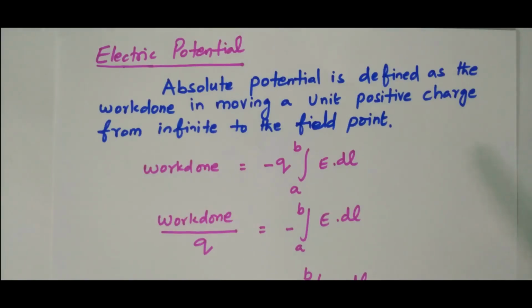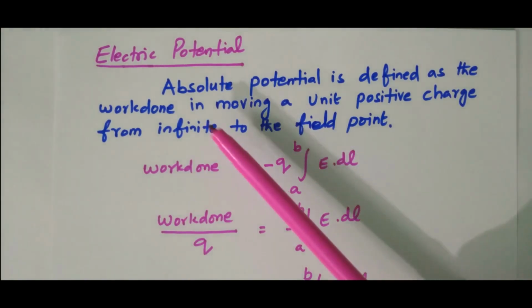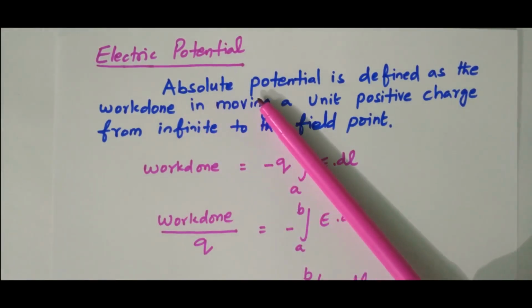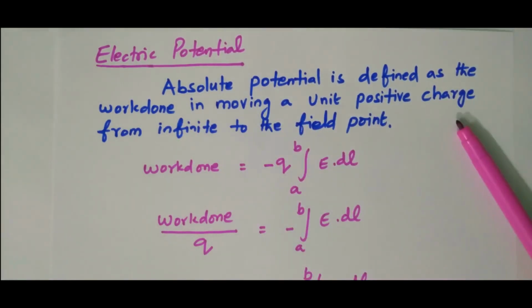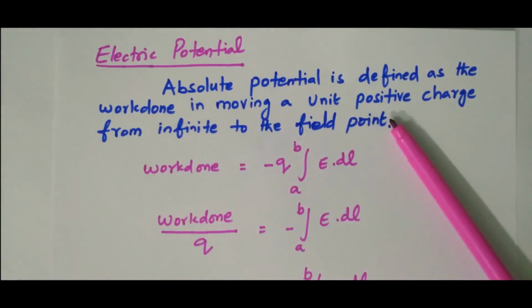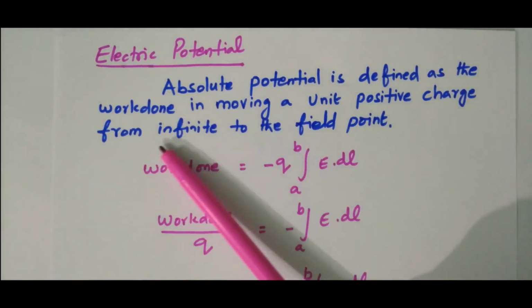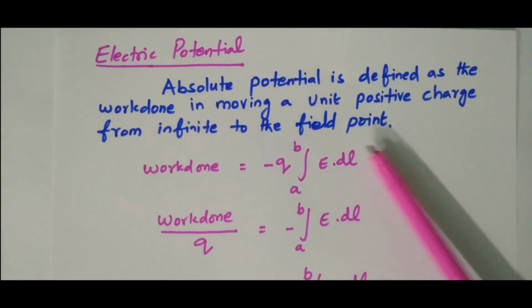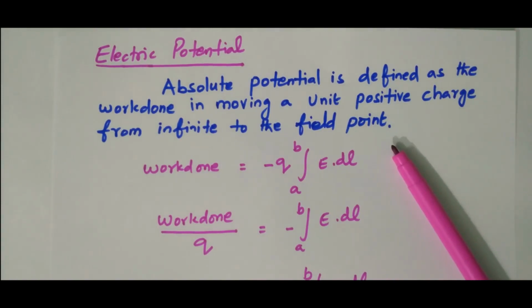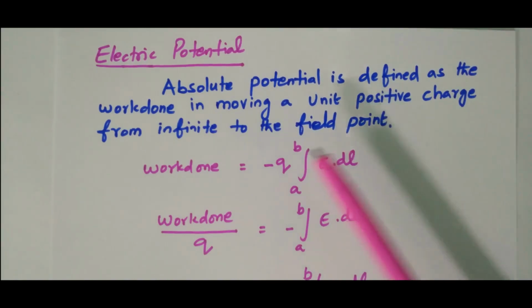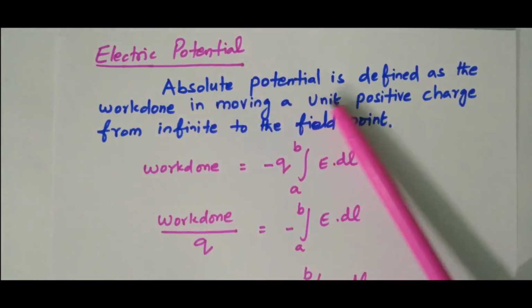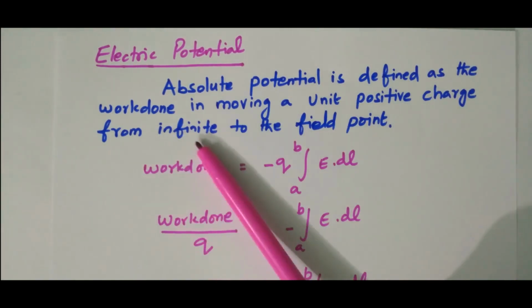Now we'll see the potential, electric potential. What is the definition of electric potential? It is also called absolute potential. It is defined as the work done in moving a unit positive charge from infinity to the field point. Absolute means it is from infinity to the field point. We are going to move the positive charge from the infinite point to the field point. Right? So, the work done in moving a unit positive charge from infinity to the field point.